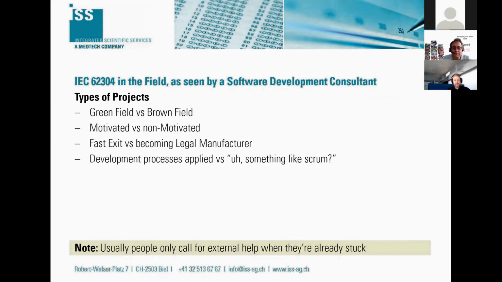Then we have different types of companies. We have motivated companies and unmotivated companies. Get to that later. We have, in this regard, startups that have as a goal a fast exit, being bought out by Google. Or some are in for the long haul. They try to become a legal manufacturer. And of course, with startups, actually also with big companies, you have companies that apply a development process, and we have companies that go something like, we have something like Scrum-ish, yeah, the tool guided us. And as a consultant, you're usually only called when the project's already stuck.